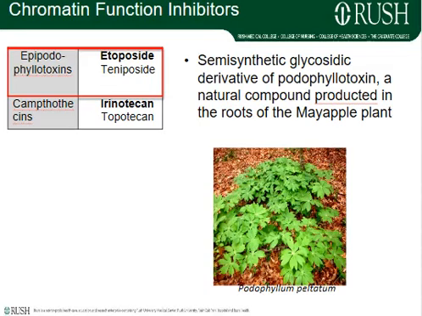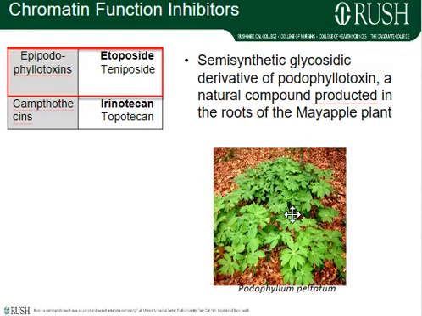And these are semi-synthetic glycosidic compounds that are derivatives of podophyllotoxin, which is shown here. This is a natural compound produced by the roots of this plant. Ironically, this plant is native to Illinois, and if you ever hike in the woods around Chicagoland, you can see this plant coming out of the ground in early May. That's why it's called the May apple. It grows about 1 to 2 feet tall, and it's really a potent chemotherapeutic.